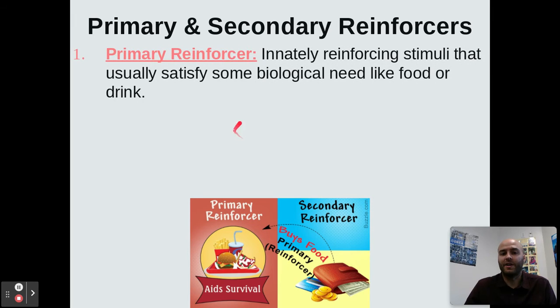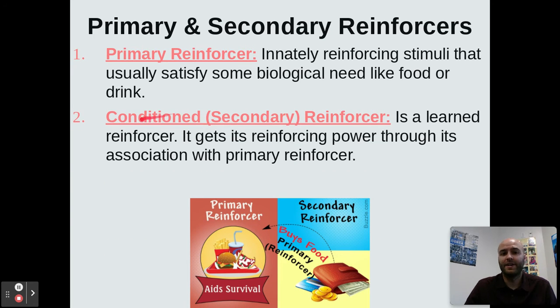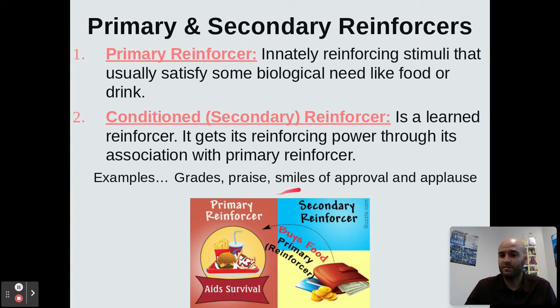So let's talk some primary and secondary reinforcers. A primary reinforcer innately reinforces stimuli that usually satisfy some biological need, like food or drink or safety or shelter. Okay? A conditioned or secondary reinforcer is a learned reinforcer. It gets its power through its association with a primary reinforcer. Your grades, praise, smiles of approval and applause. But your biggest example of a secondary reinforcer is money, right? Money allows us to access food, drink, safety, shelter, right? So that's an example of a reinforcer that has come to reinforce our behavior because it is connected in some way to a primary reinforcer like these. Primary are much more powerful.